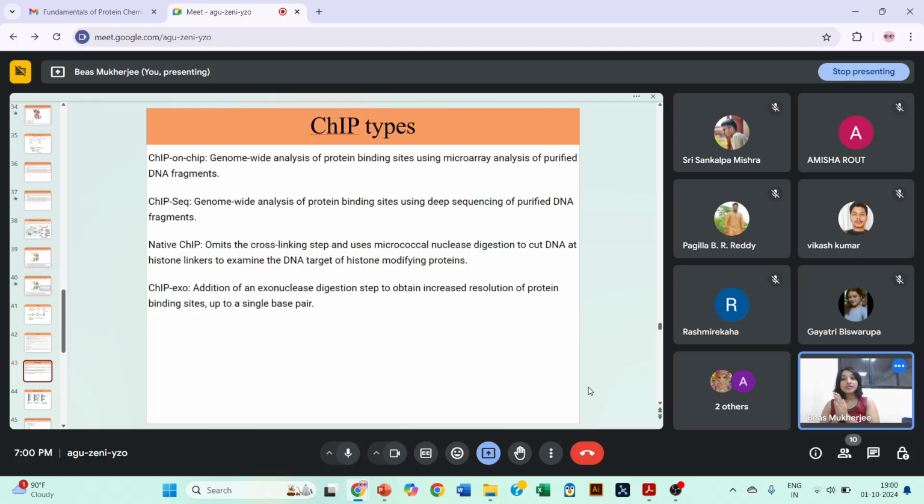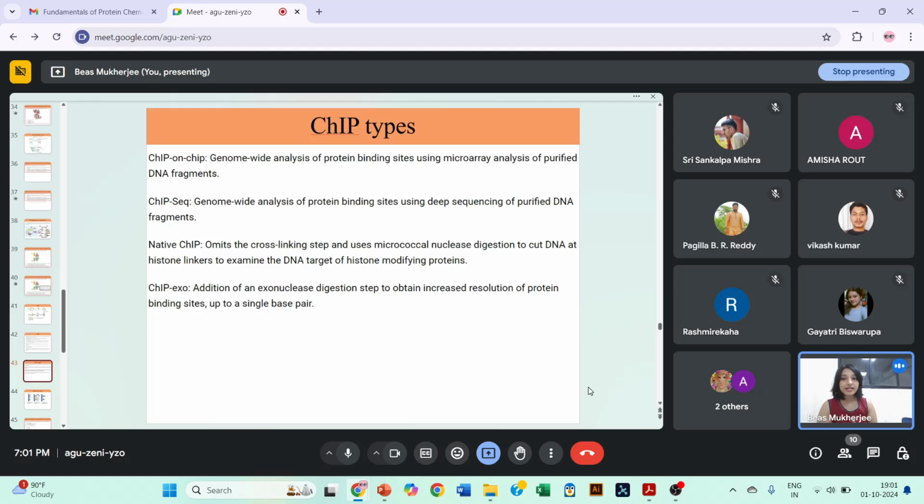Okay, so here you can basically study a particular protein that binds everywhere in your genome. So that is genome-wide analysis of protein binding sites using microarray analysis of purified DNA fragments. So there can be different antibodies binding to different proteins, and you can study all of them at the same time. You can study the different DNA binding sites of the same protein. Okay, it is very diverse. Then we have ChIP sequencing. In ChIP sequencing, you know that this footprint DNA you take and then you go for sequencing.